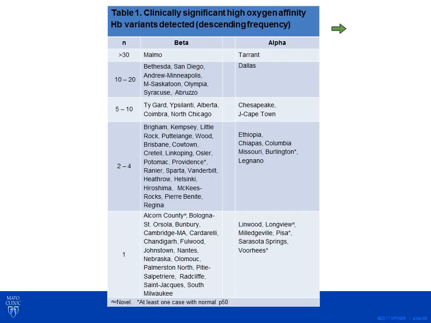Here's a list of our hemoglobin variants. The one we've seen most is hemoglobin Malmo. Here's hemoglobin San Diego that we talked about earlier, but we've seen a whole bunch of them that maybe we've seen only once or twice.